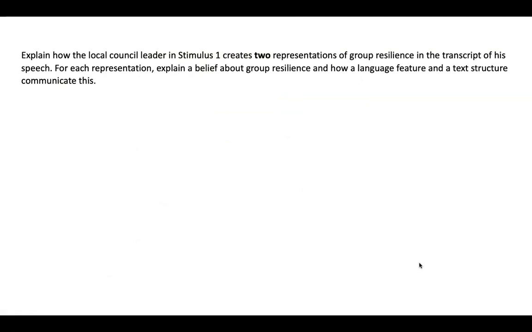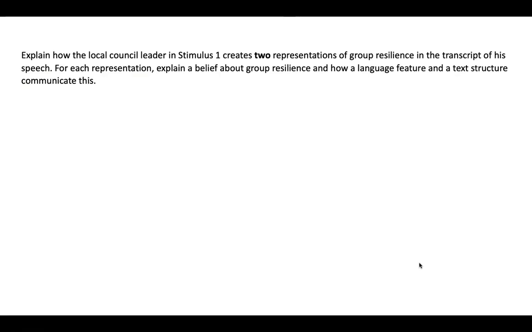So when I click this next one here, we have an exam question. Let's read it together. Explain how the local council leader in Stimulus 1 creates two representations of group resilience in the transcript of his speech. For each representation, explain a belief about group resilience and how a language feature and text structure communicate this.